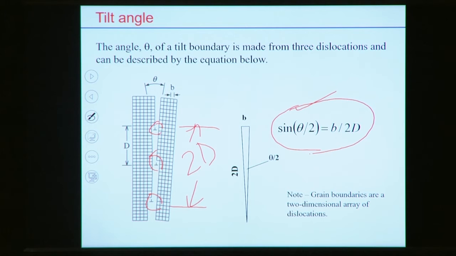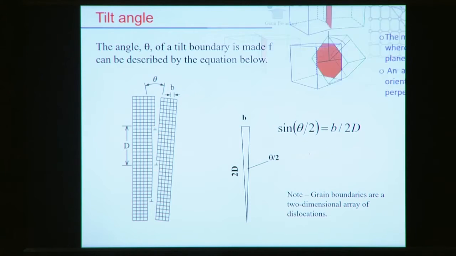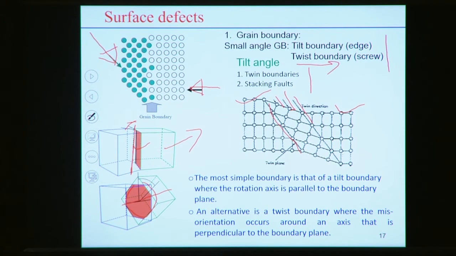So this is the representation of the tilt angle. Now grain boundaries are a two-dimensional array of dislocations, and what we have discussed is that for a grain boundary, we can correlate the edge and screw dislocations. So it is a representation of a two-dimensional array of edge and screw dislocations, depending upon the type of grain boundary, whether it is a tilt boundary or a twist boundary.